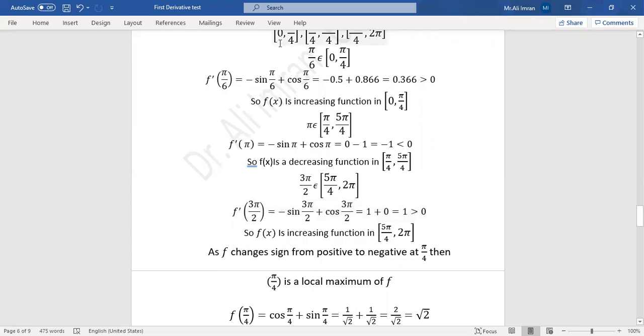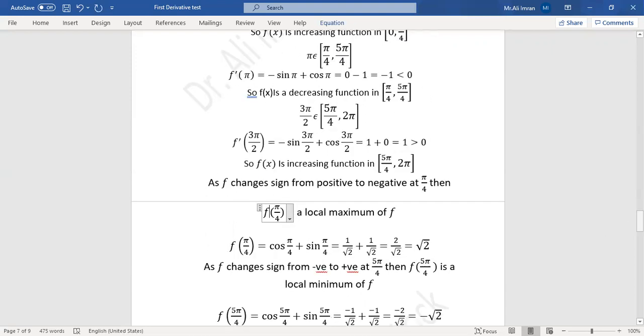In the first interval the function is increasing, in the second interval it is decreasing, and in the third interval it is increasing. Now, as f changes sign from positive to negative at x equal to pi by 4, f of pi by 4 is the local maximum of f. Now we will find the local maximum by putting x equal to pi by 4 in the given function. F of pi by 4 is equal to cos pi by 4 plus sin pi by 4, which is 1 divided by square root of 2 plus 1 divided by square root of 2, which after simplification gives square root of 2.